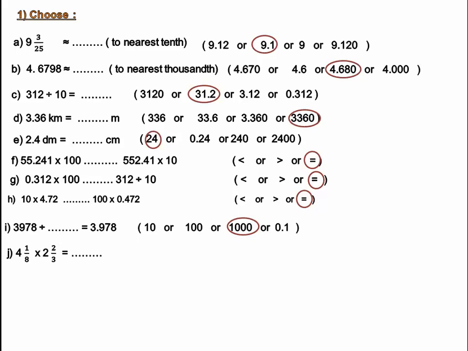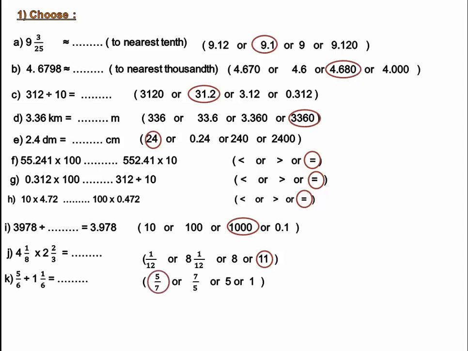4 and 1 over 8 by 2 and 2 over 3, it will be 11. You have to solve it first. 5 over 6 divided by 1 and 1 over 6 will be 5 over 7. 2 over 3 by which number equals 1? We know that we have to multiply it by the reciprocal, so it will be 3 over 2.